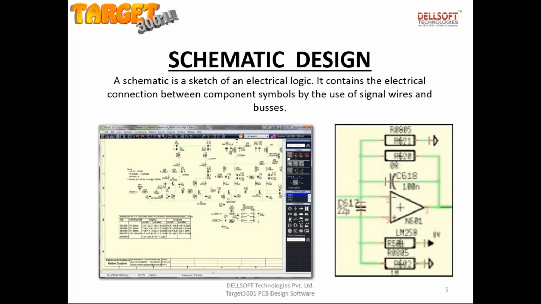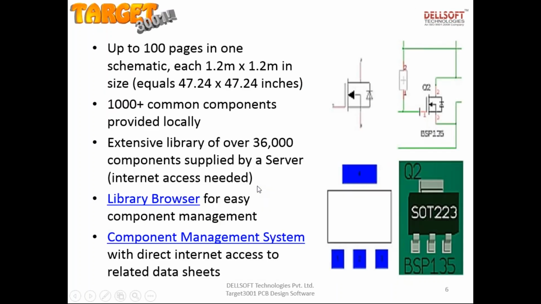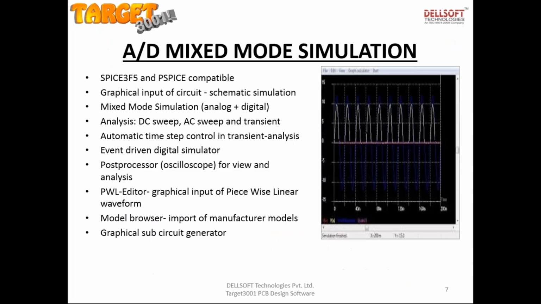Okay. So first part of schematic. You can see in the screenshot, some circuit is designed using this software. This is the software environment. So some circuit has been designed. So as I've told you, 36,000 plus component library is there, library browser is there, component management system. Okay.